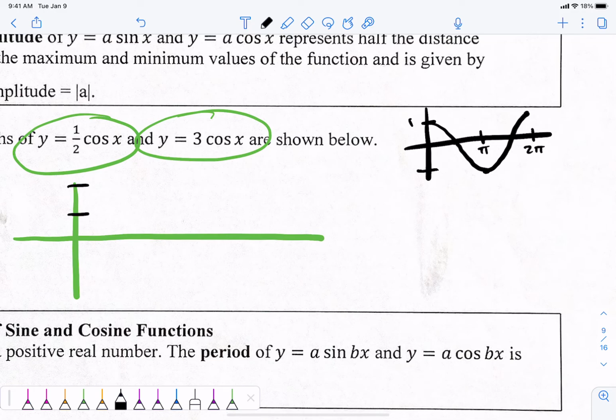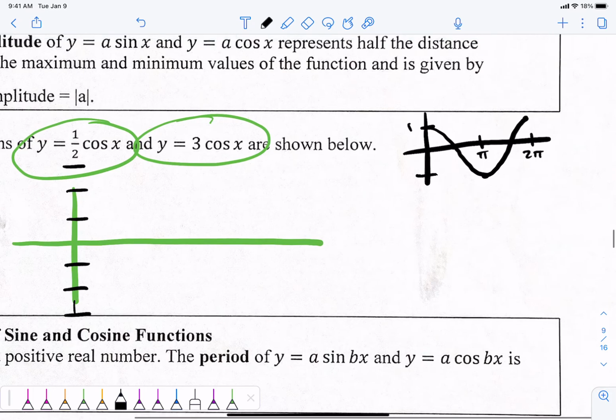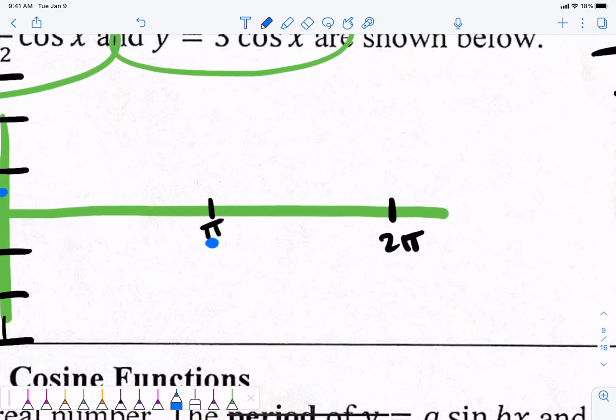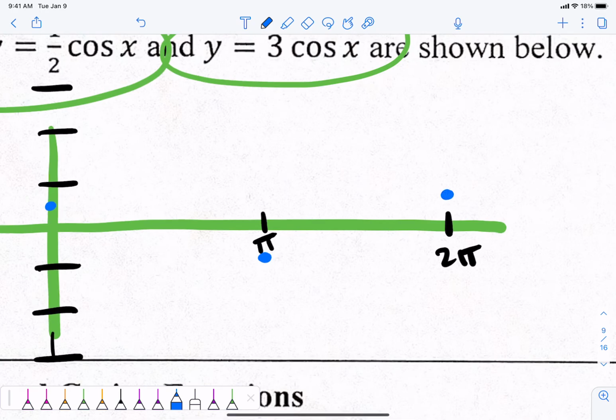So this is 1, this is 2, this is 3, this is -1, this is -2, this is -3. Now if I'm doing half cosine, I'm going to do my little markings: 2 pi over here and pi right here. Those are my middle pieces. If it is half as tall, it's going to start up here at 1/2. It goes down, and halfway through the cycle it's at its lowest point, -1/2. Then it goes back up to 1/2 at 2 pi, and in between those is where it's crossing in the middle.